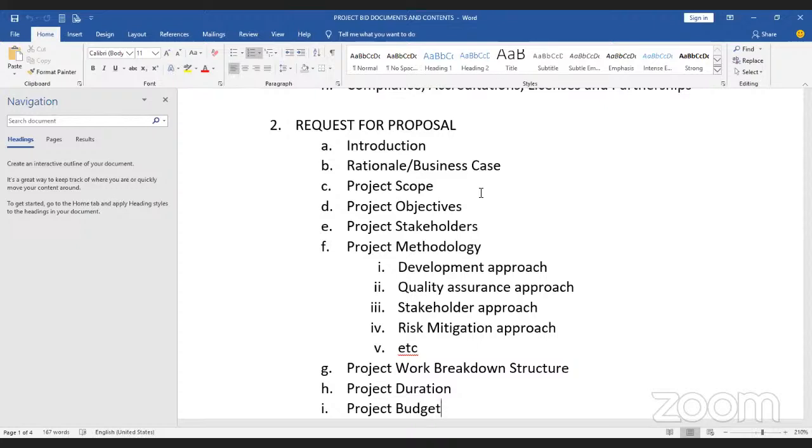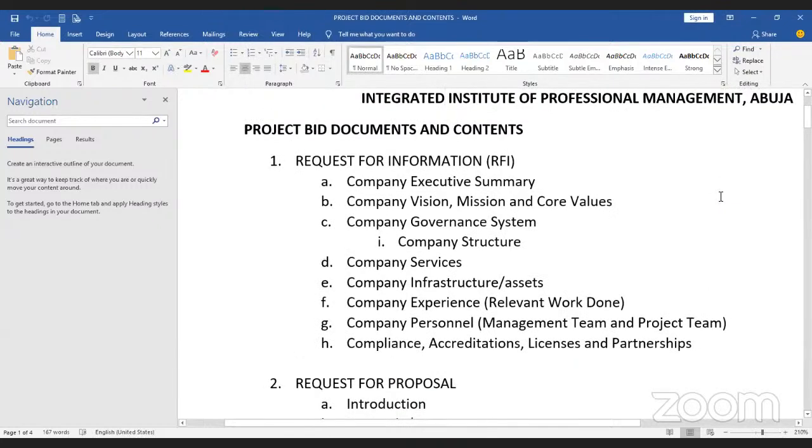Now, the second one, as part of our project bid document, is your request for proposal. You see this request for proposal, where we talk about methodology, policies, procedures, and then you can break down the scope the way you want it. That's where you prove that you're highly competent for this project. Now, what do you do in the request for proposal?